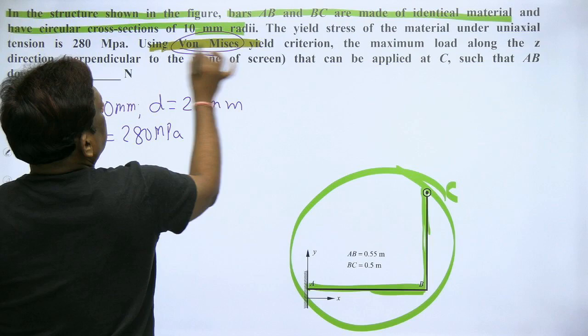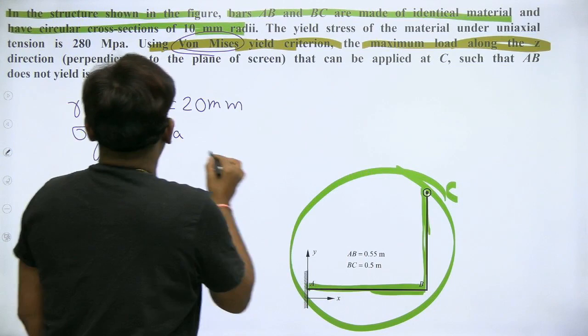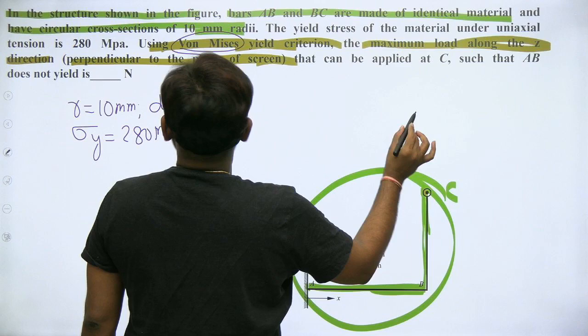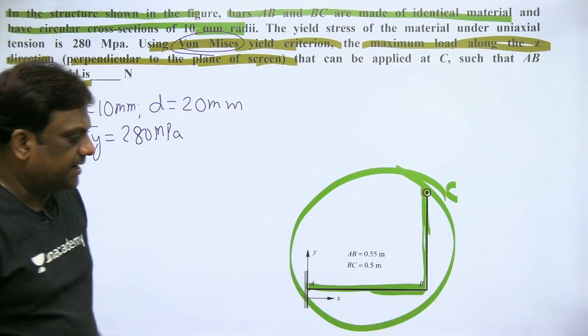Using the von Mises criterion, find the maximum load that can be applied along the Z direction, which is perpendicular to the plane of this screen, at point C, such that AB does not yield. This is AB. It's something like this, my dear students.